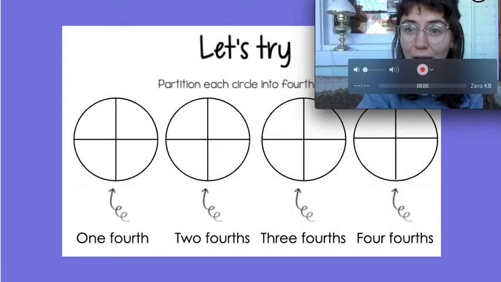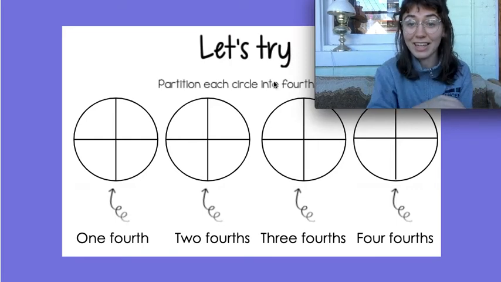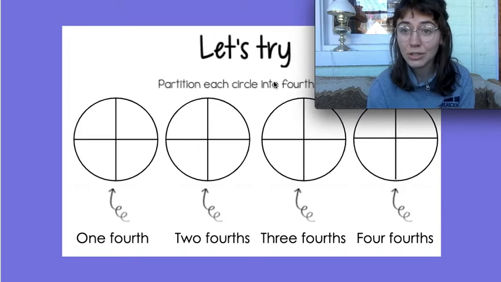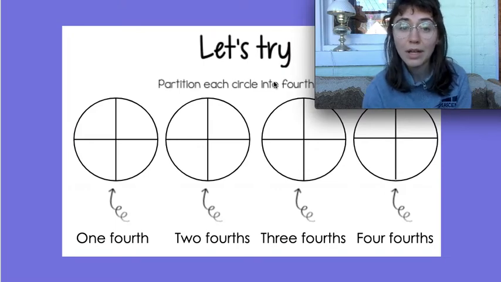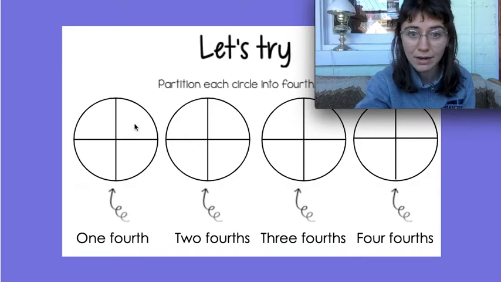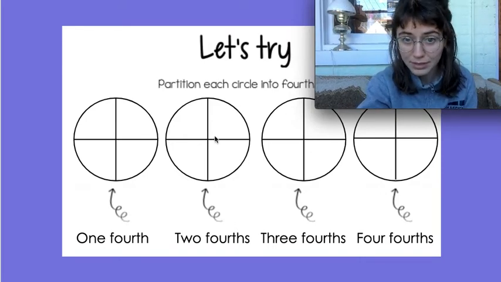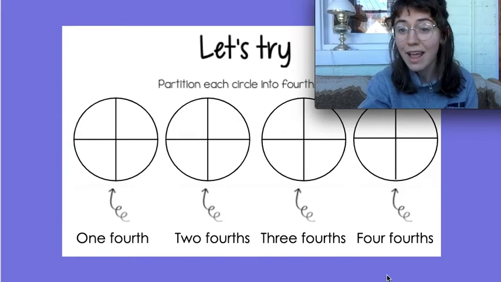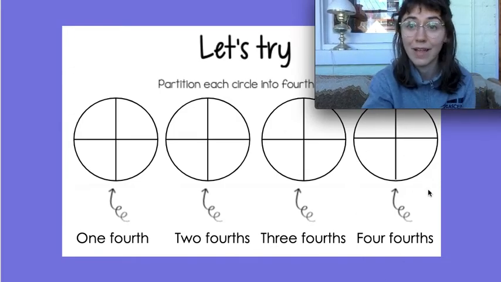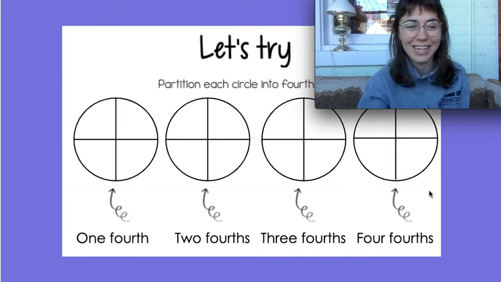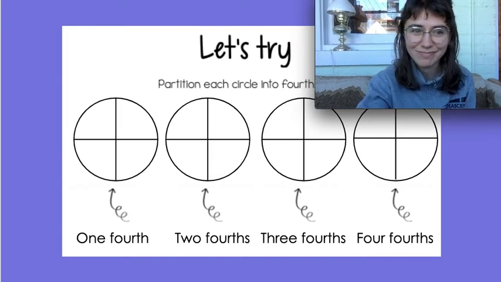And when I say go, I want you to go ahead and shade in each circle to show the fraction below. So underneath the first circle, it says 1/4. So shade in 1/4 here. Shade in 2/4 on the next one. Shade in 3/4 on the third one. And then shade in 4/4 on the last one. Pause your video right now, do all of your shading, and then check your work with mine, okay?